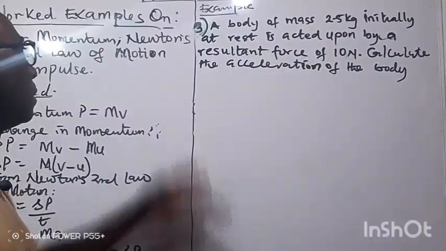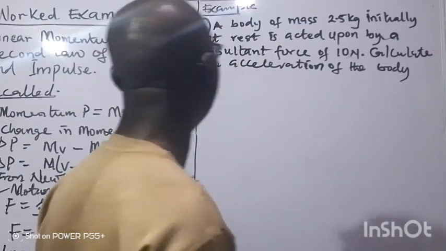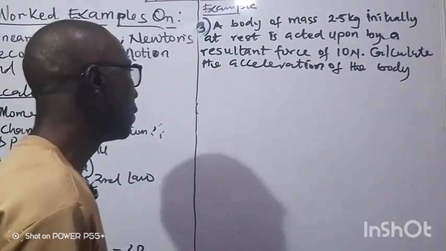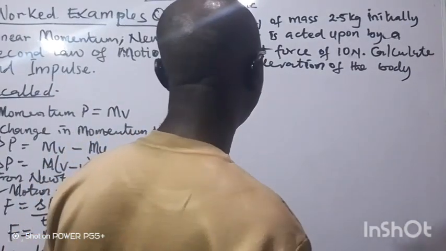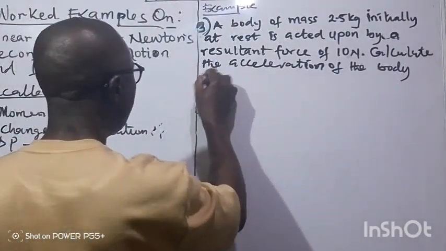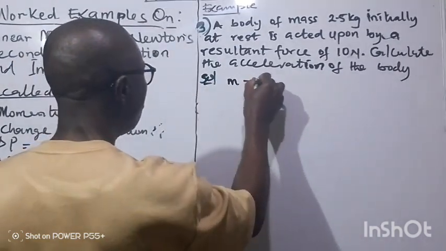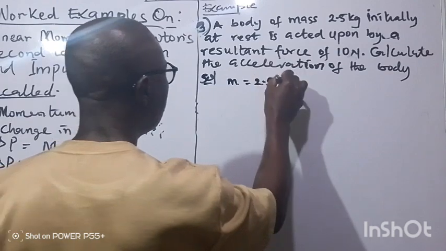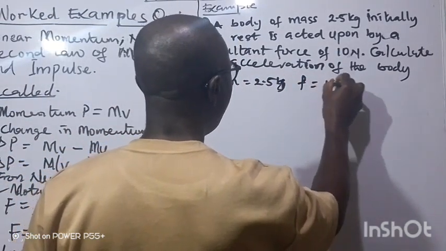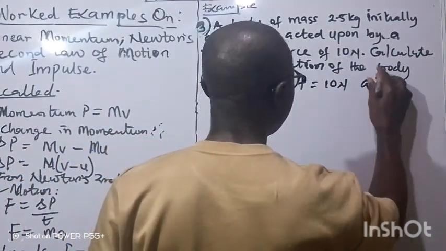Take this one as example 3. A body of mass 2.5 kg, initially at rest, is acted upon by a resultant force of 10 Newton. Calculate the acceleration of the body. Now, as usual, let's first write out the parameters. In this question, mass is given, 2.5 kg. Then force is given, F is 10 Newton. Then we now have to calculate acceleration.